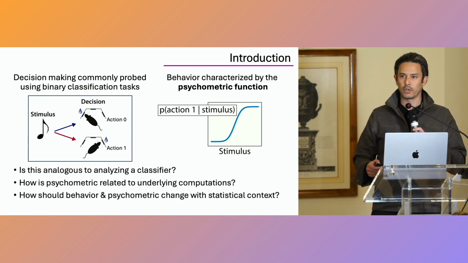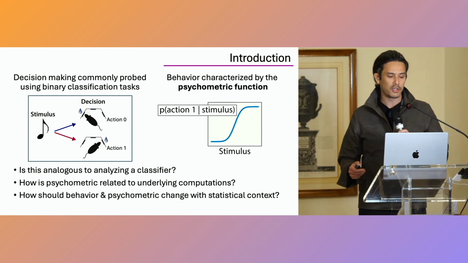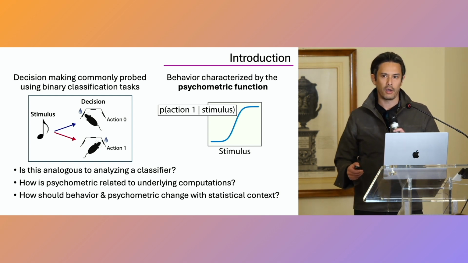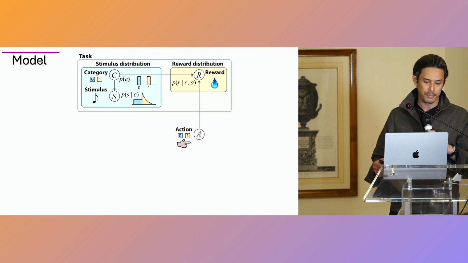So the psychometric function can serve as a sort of lens into the computations underlying decision-making, but what exactly is it showing us? I want to take a normative approach to this question, which will also end up telling us about how subjects ought to adapt their behavior to changes in the stimulus and reward distributions and how we'll see that manifested in the psychometric function.